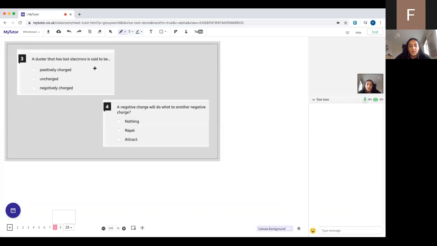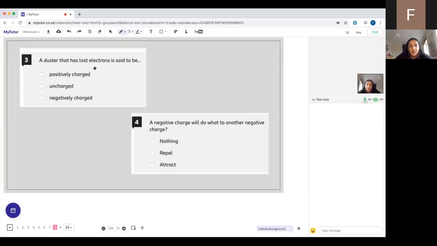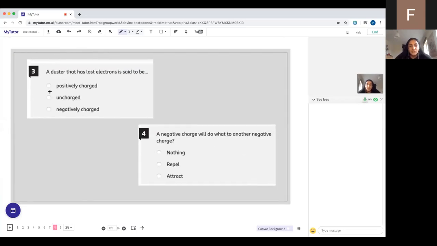Cool, got 2 more here for you to try, so take 1 minute again to try and answer 3 and 4, and by the duster here, it means the duster in the page that we went through first.